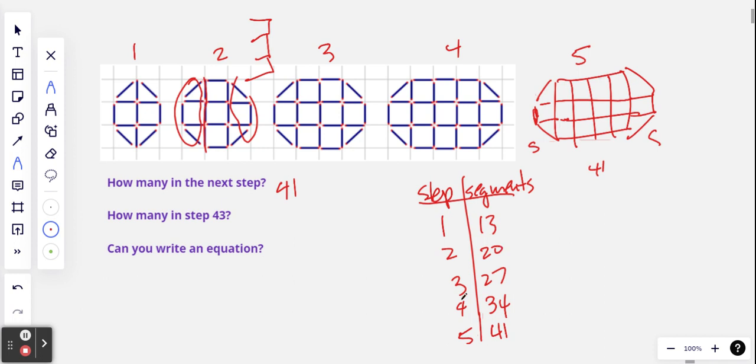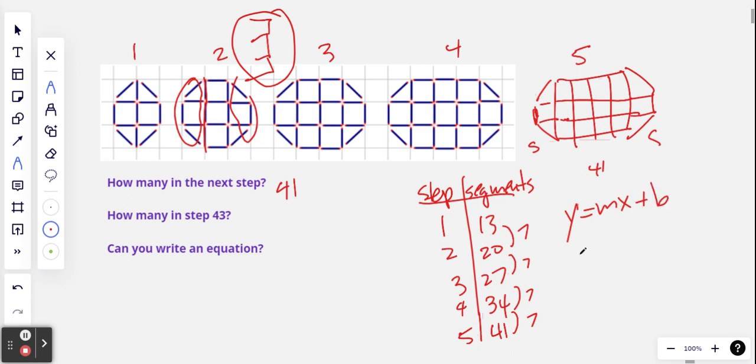And you might already be leaping forward to an analysis here, which leads you to an equation. We're going to do this by taking the differences here. 20 minus 13 is 7. 27 minus 20 is 7. 34 minus 27 is 7. And 41 minus 34 is 7. And that makes sense. We're adding one of these every time. So we're adding 7 line segments. This is a constant, so our equation is linear, our pattern is linear.